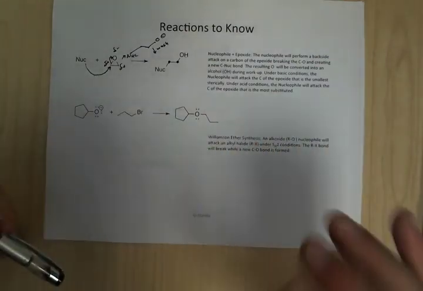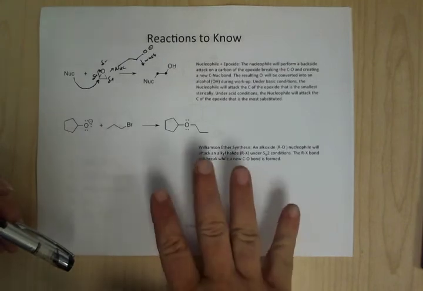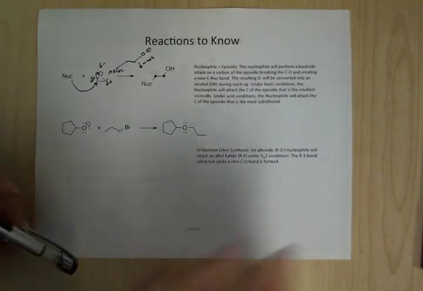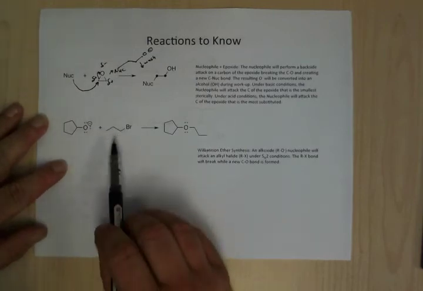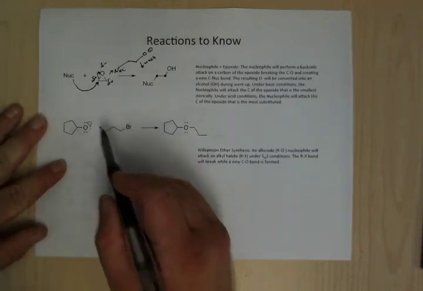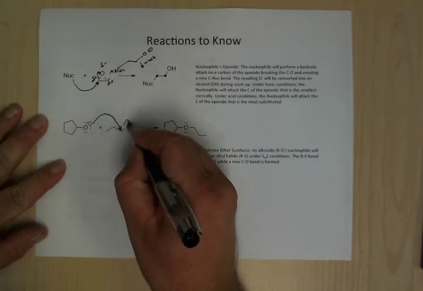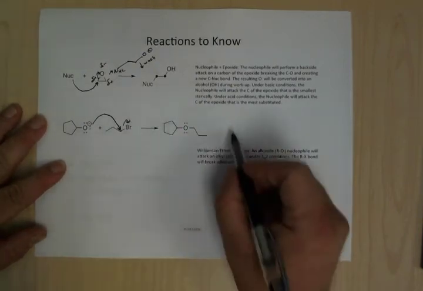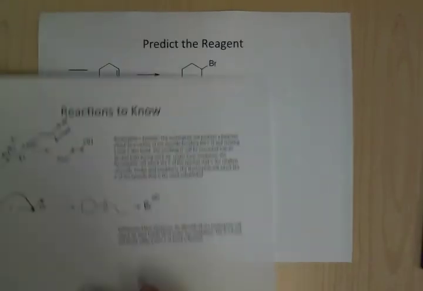I'm not going to be worrying about that too much on this particular test, but just be aware in the future if that's what's happening. Here, this is Williamson ether synthesis. You're going to have an O nucleophile and a good leaving group, so it's just attack here, kick away. It's just a classic SN2 reaction, plus bromine. So there you go.